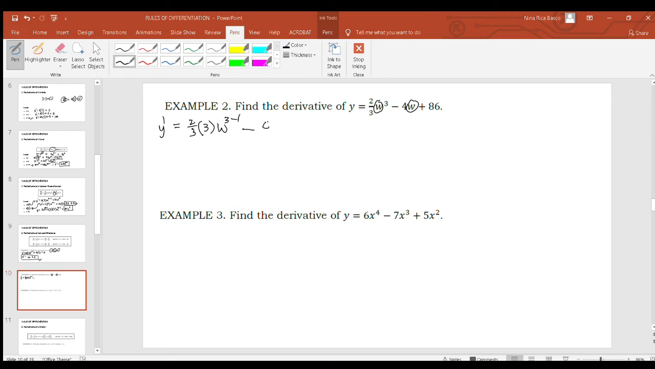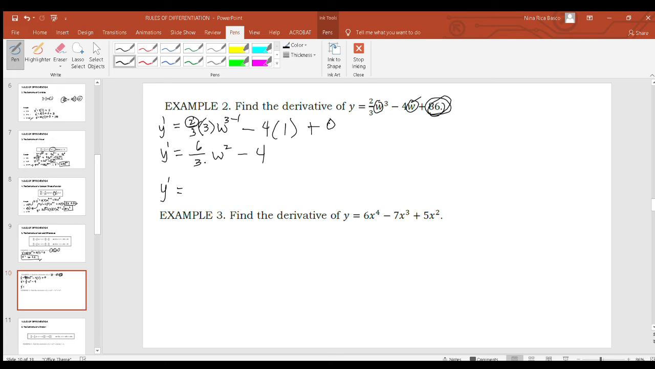Minus 4 times, yung derivative ng w natin is 1, plus 86. Ano yung derivative ng 86? 0, because 86 is a constant. And then, let's simplify. Bale, 2/3 times 3. Sa may fraction natin, kapag mag-multiply tayo ng fraction, we are considering the numerator. Okay? 2 times 3, 6 over 3. Times w raised to 2 minus 4.